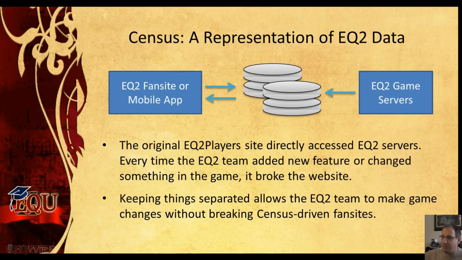Again, EQ2 game servers are publishing data to Census, and then fan sites are requesting and retrieving data from Census. The reason for this is that the original EQ2 player site, first of all, no one else could use the data but that site. But second of all, EQ2 players actually read data directly from the EQ2 servers. Well, the problem was every time the EQ2 team added a new feature or changed something in the game, it broke the website. So it ended up being a lot of maintenance. Keeping things separated allows the EQ2 team to make game changes without breaking our fan sites.